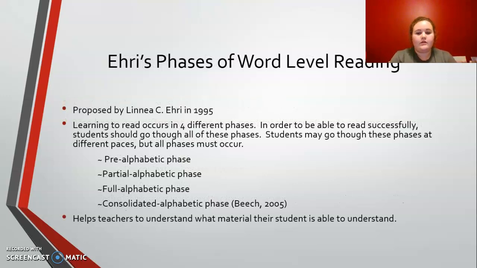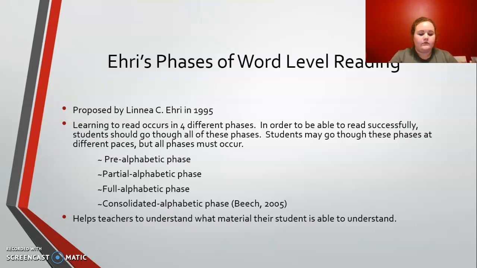Ehri's phases of word level reading is the next one. So they stated that learning occurs in 4 different phases. Pre-alphabetic is the first one, and in pre-alphabetic, students are able to associate pictures with words. They may be able to associate a word with something that they recognize, but they don't necessarily understand that the letters and the sounds are associated together to make words.